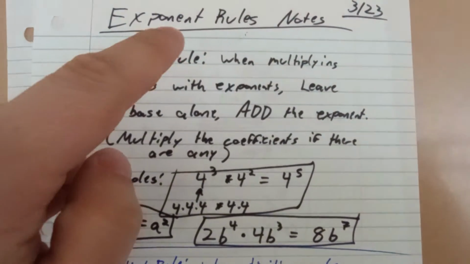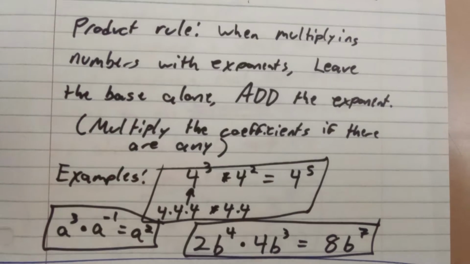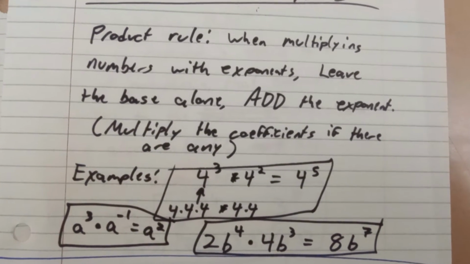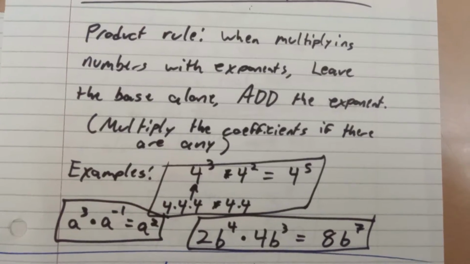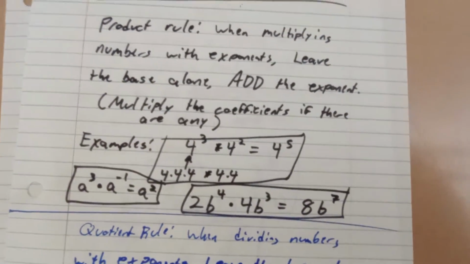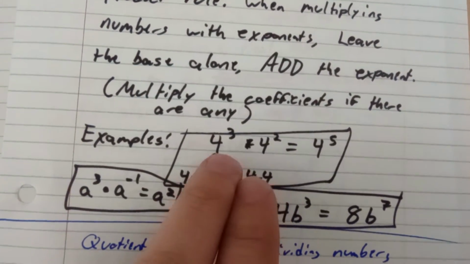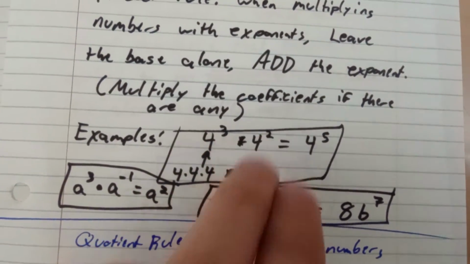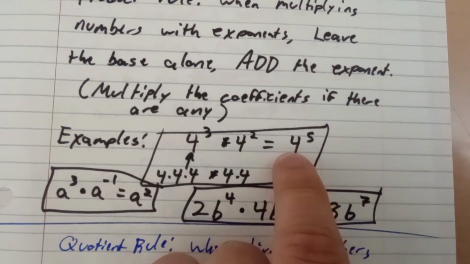The first one we did was the product rule. The product rule states that when multiplying numbers with exponents, leave the base alone, add the exponent. You will multiply the coefficients if there are any coefficients. So what that means for this problem is, for example, let's say we have 4 to the third power times 4 to the second power. Our answer to this problem would be 4 to the fifth power.